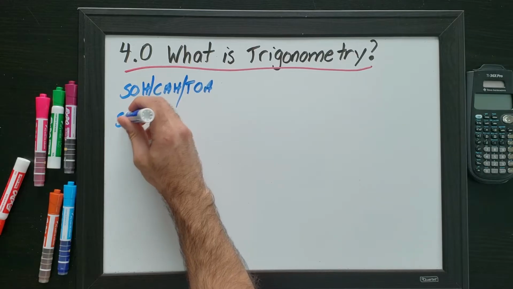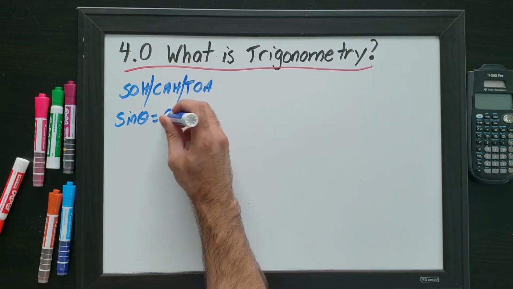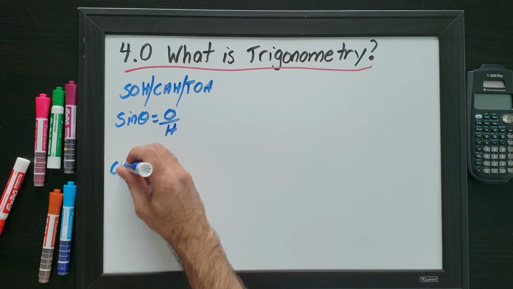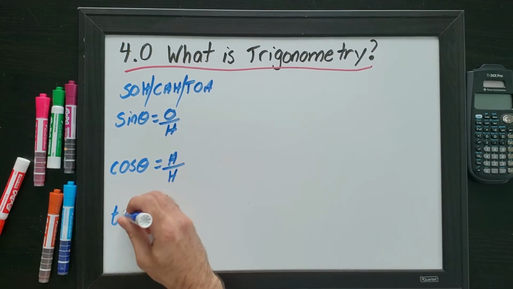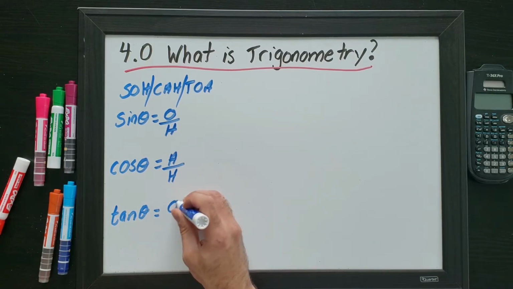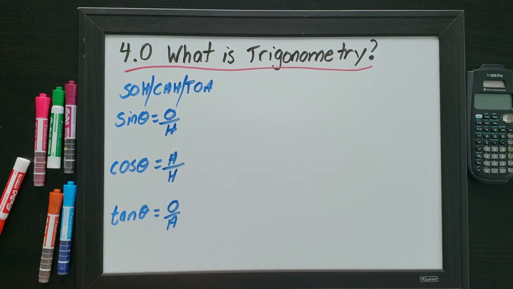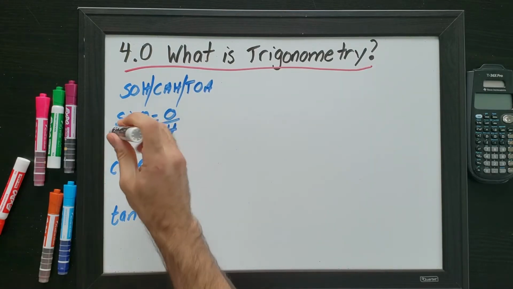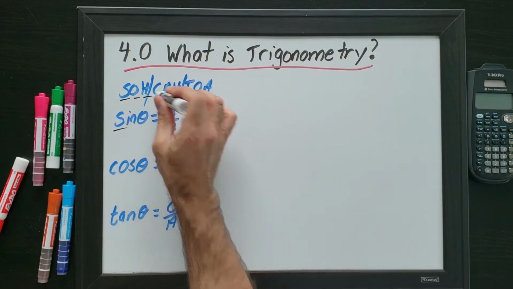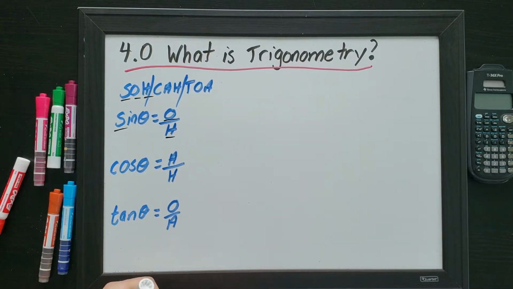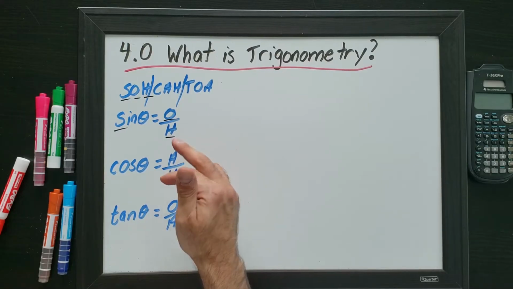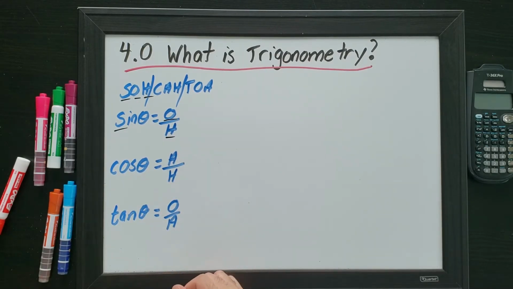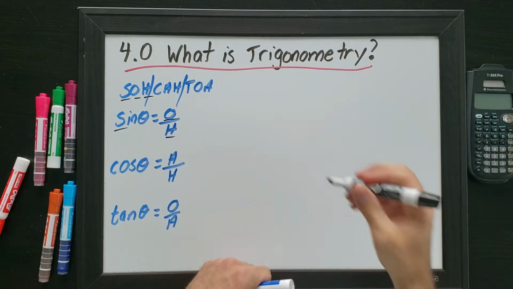Those primary trig ratios are sine theta equals opposite over hypotenuse, cos theta equals adjacent over hypotenuse, and tan theta equals opposite over adjacent. So you can see the first letter corresponds to the letter in the acronym. So it's a good way to remember the actual order of the ratios. Okay, so it's A over H, not H over A. Don't make those mistakes.